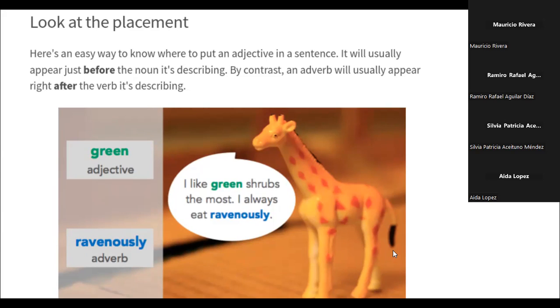Silvia, Patricia, could you please help me reading this slide? Not possible. What about Mauricio Rivera? Not possible either. What about Aida Lopez? Yes, teacher. Okay, go ahead.